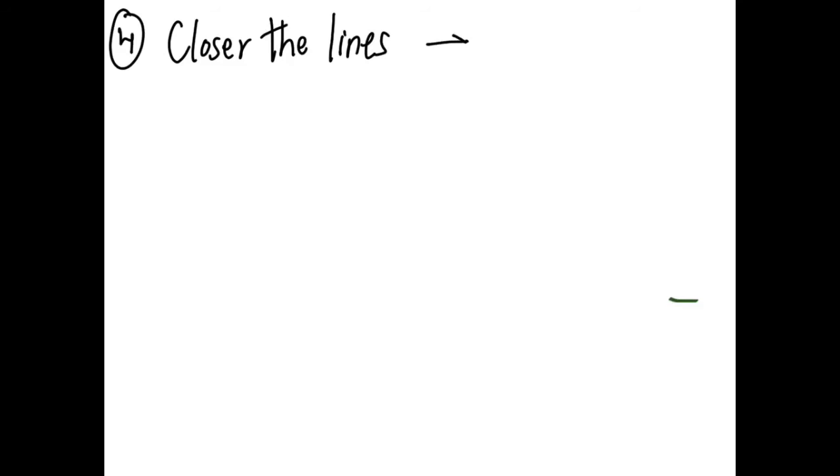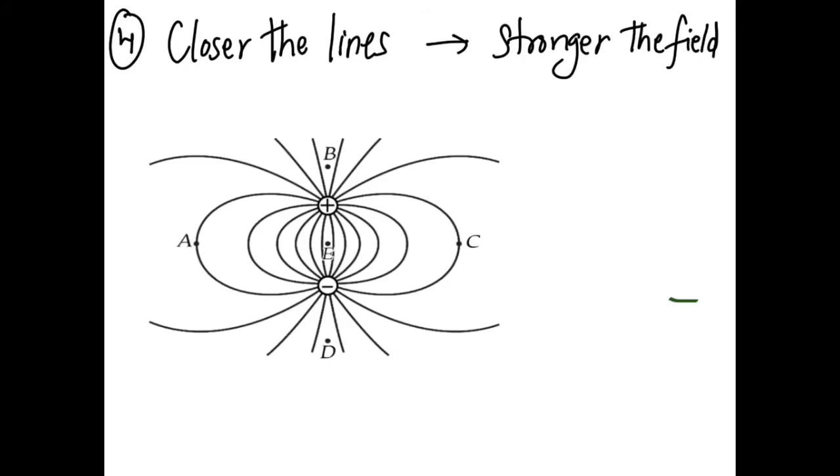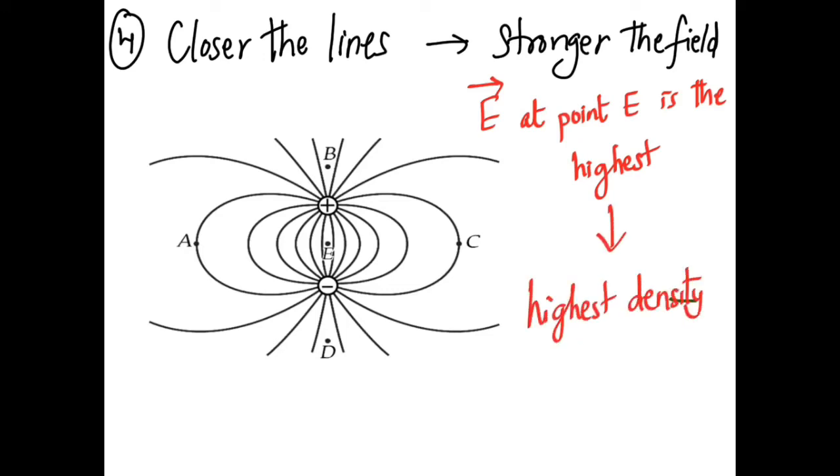The fourth one, closer the lines, stronger the field. By just looking at the density of the field lines, we can say whether the field is stronger or not. So in this diagram, if we want to check the electric field at point E, we can see that it will be the highest because the lines are closest, and that means it has the highest density of lines. At point E, we have more lines which are close together. That means highest density of lines.